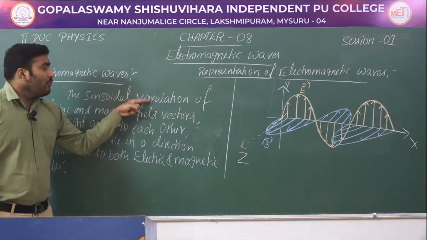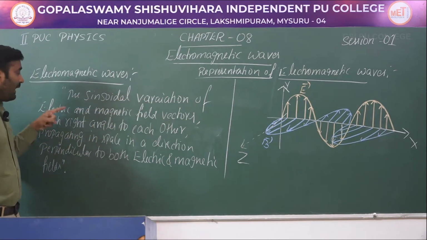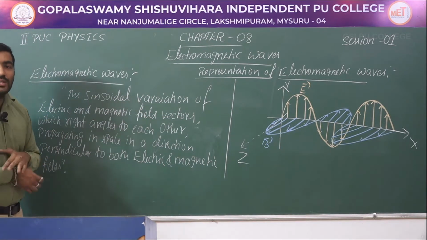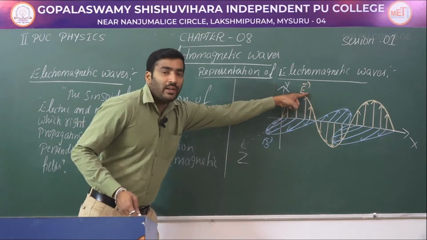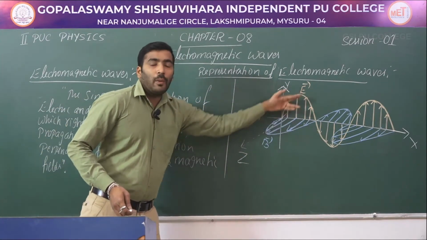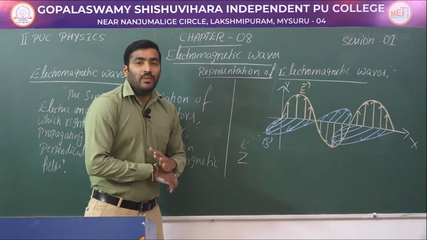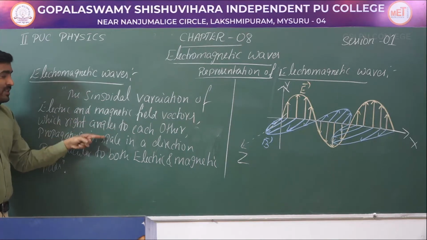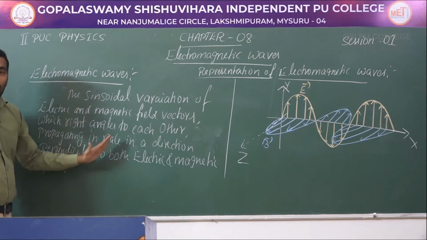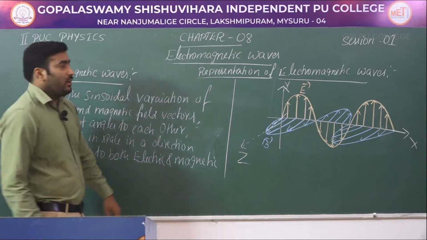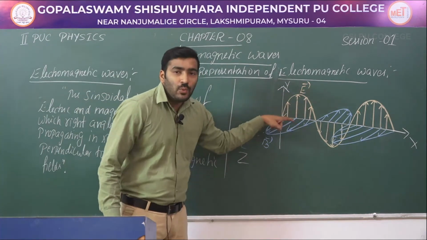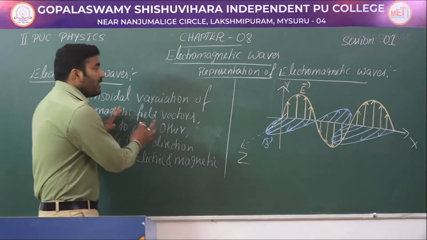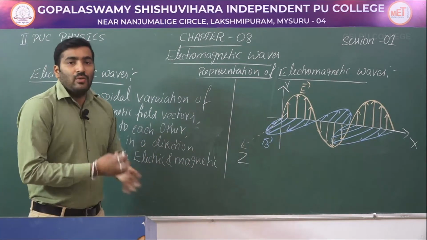So how do we define electromagnetic waves now? The sinusoidal variation of electric and magnetic field vectors which are right angles to each other. Correct? See, electric field vector and magnetic field vector are propagating in space, right angles to each other, perpendicular to each other, propagating in space in a direction perpendicular to both electric and magnetic field vectors. So the direction of propagation of this wave is always perpendicular to both electric and magnetic field vectors. So this is how you can define the electromagnetic waves.